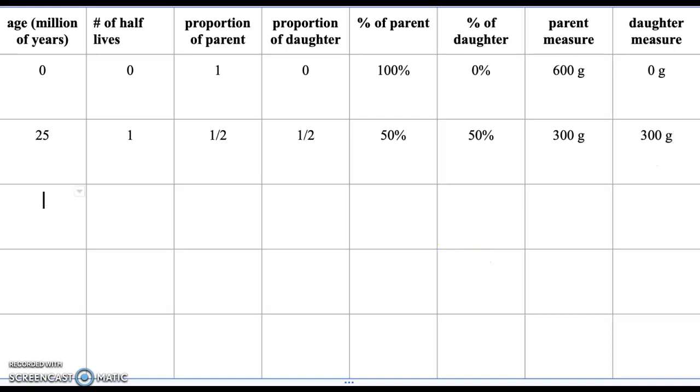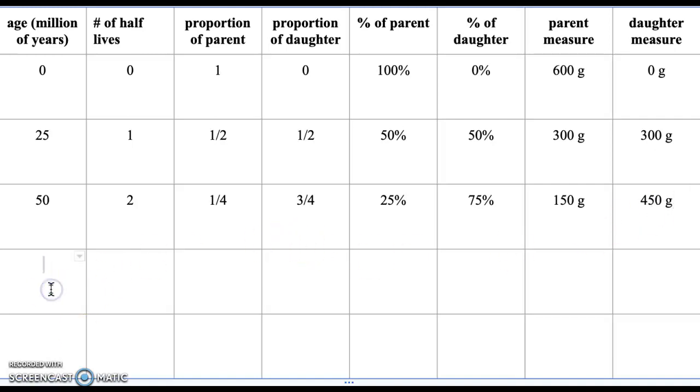And then on to the next row, it'll be 50 million years. There's been 2 half-lives. This is 1/4 to 3/4. This is 25%. This is 75%. Then this is 150 grams. And then this is 450 grams.